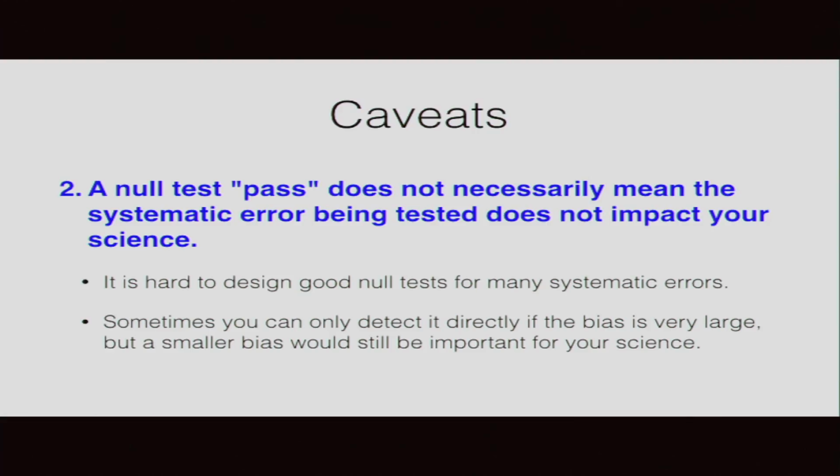Conversely, if you pass a null test, that doesn't mean that your systematic error being tested doesn't impact your science, right? It's hard to design some of these null tests. Some of these null tests may not be very sensitive to the systematic in question, and maybe in particular less sensitive to the systematic than your science is. So you need to really think about the relative significance of the null test versus your science in both directions.